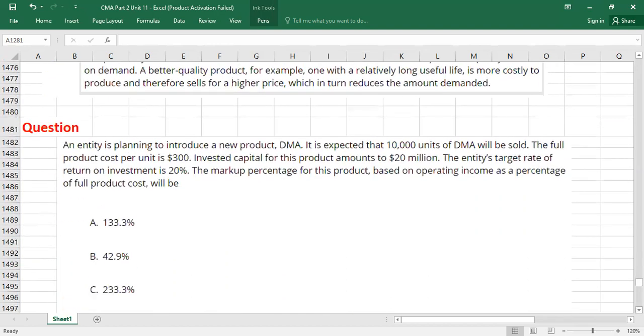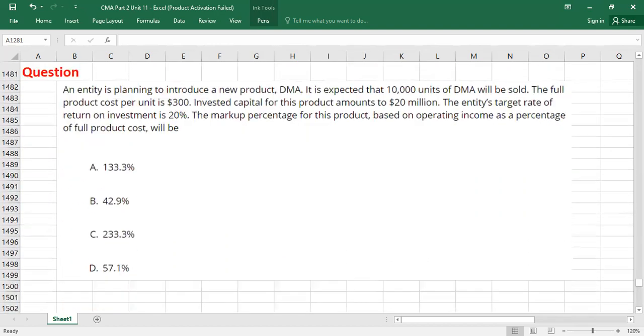Now we have another question, guys. Let me show you this question. They're saying an entity is planning to introduce a new product, DMA. It is expected that 10,000 units of DMA will be sold. Full product cost per unit is $300. It includes all costs. Invested capital for this product is 20 million. This is the amount they have invested to manufacture this product.